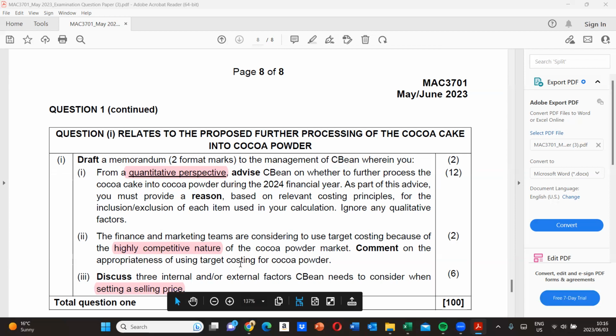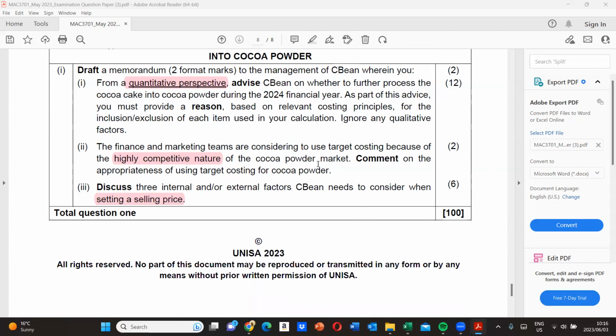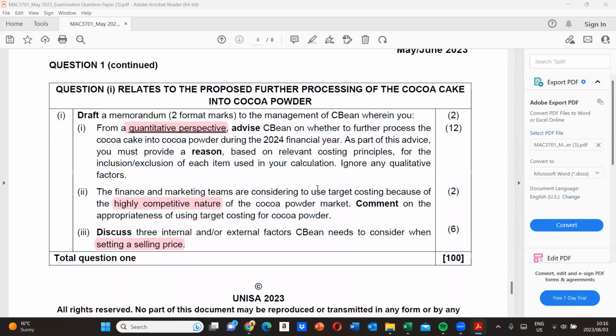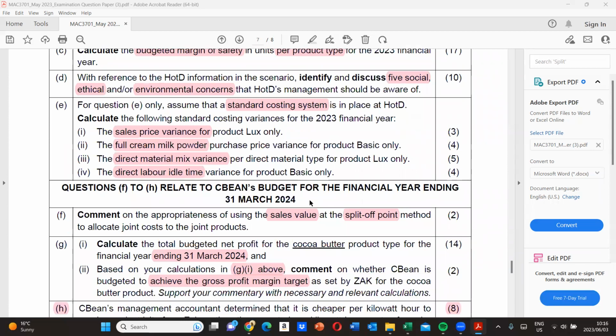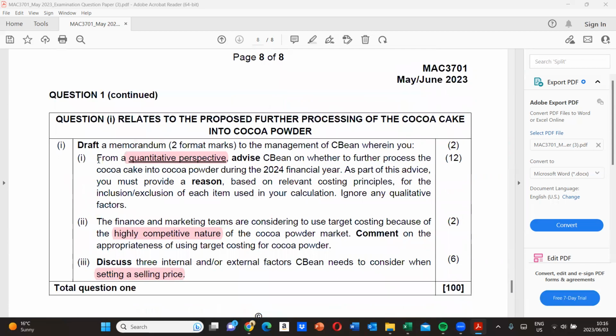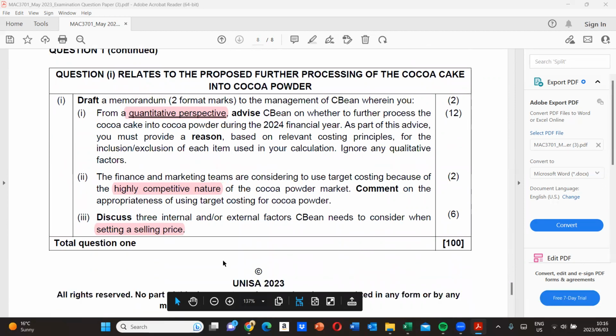Ian? Yes, ma'am. Just a quick question. That number 3, the setting a selling price, is that also the transfer pricing? Which one? Number 3. Which one is number 3 now? This one, yes, the third one. This one: discuss the internal and external factors to consider when setting a selling price.